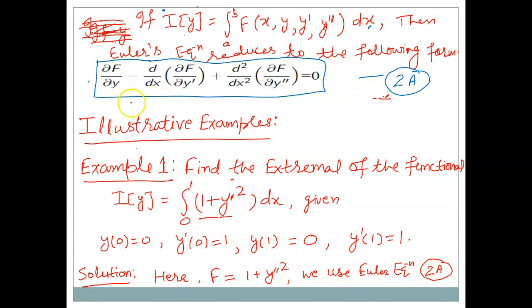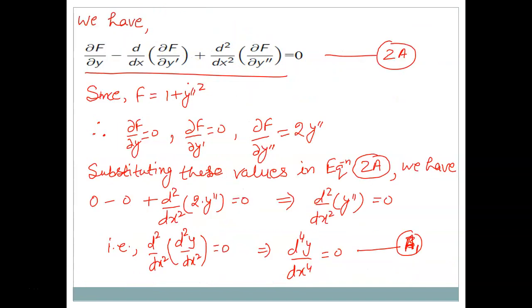In order to apply this equation, you have to calculate ∂f/∂y, then ∂f/∂y', then ∂f/∂y'', and substitute all the values in the equation, and subsequently we will get some term. So we have the Euler equation 2a; I am rewriting it. This is the equation, and f is 1 plus y'' squared. Now we calculate all the values from f. So ∂f/∂y is 0, ∂f/∂y' is 0 again, and ∂f/∂y'' equals 2y''.